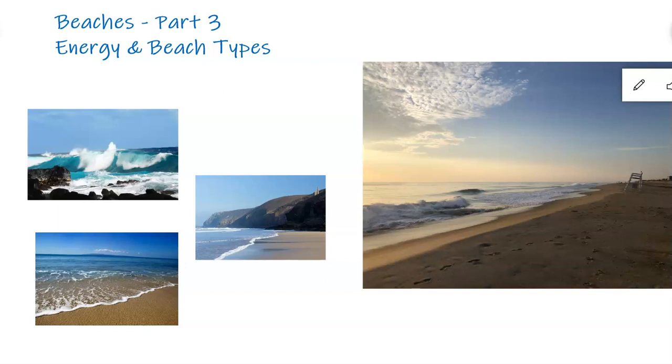So it's in the Geomorphology playlist and can also be linked with, obviously, oceanography. And we're looking at beaches, beach types, and morphodynamics, and the energy types that will produce different profiles.